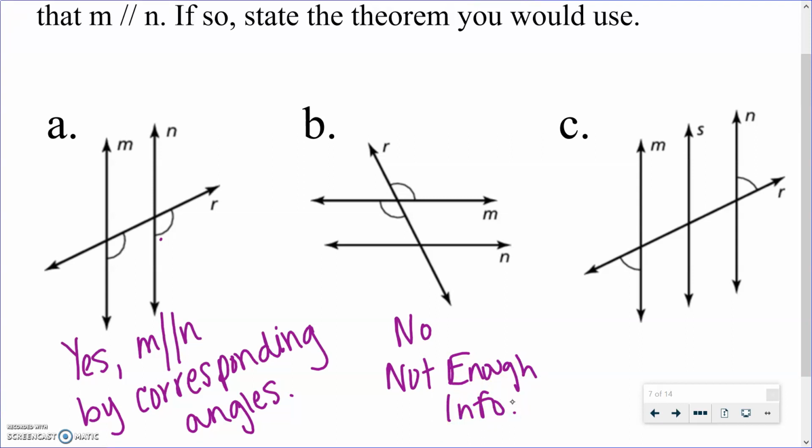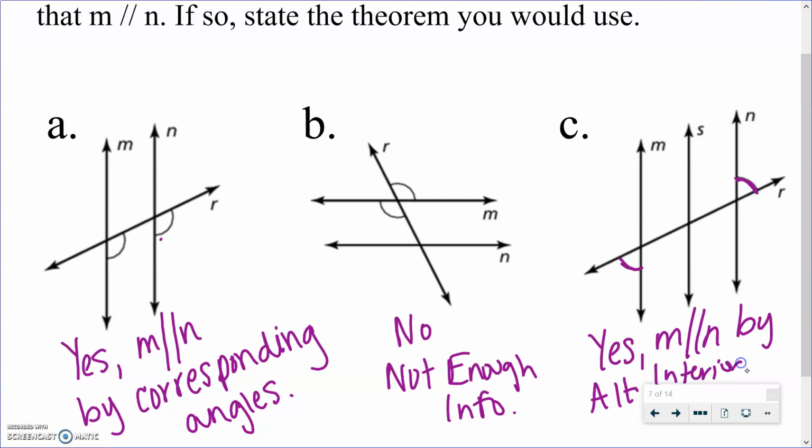Okay, and then here we have lines M, N, and S, and then this transversal R that goes through them. But we have these two angles here marked that they're congruent. And so on this transversal and on lines M and N, those are alternate exterior angles, because they're on the exterior of those two lines, M and N. So this would be yes, and that's M is parallel to N by alternate exterior angles.